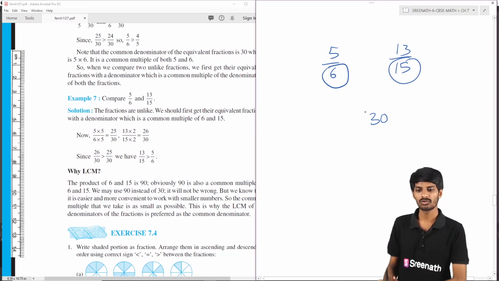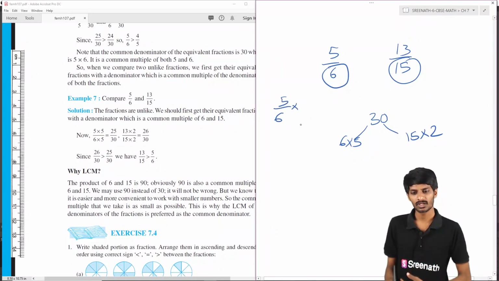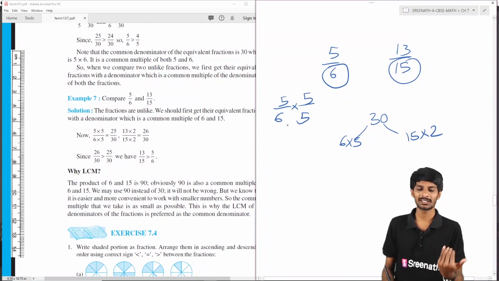30, students. How will you get it? 6 5s are 30 and 15 2s are also 30. That is the common multiple. So you have to make this into a common multiple, like that: 5 by 6, we have to make this into 30. Whatever you multiply with the denominator, you have to do the same with the numerator.